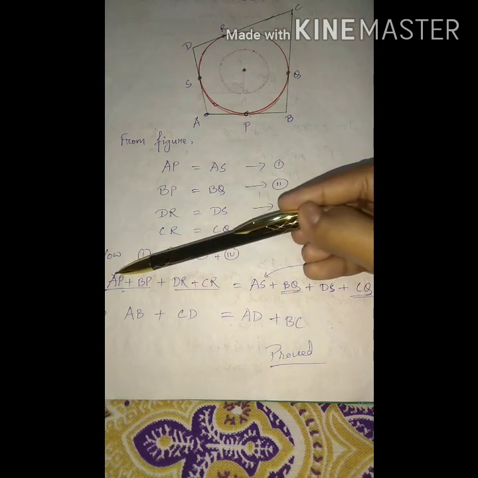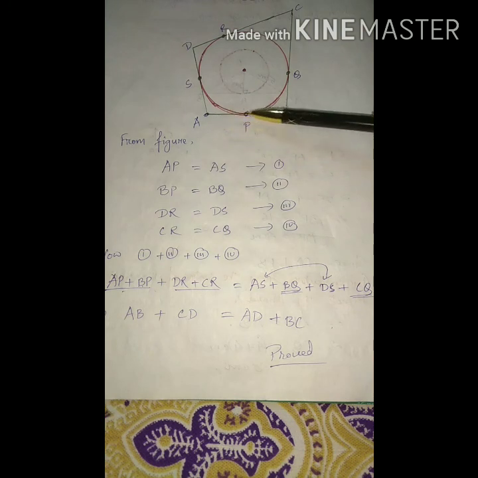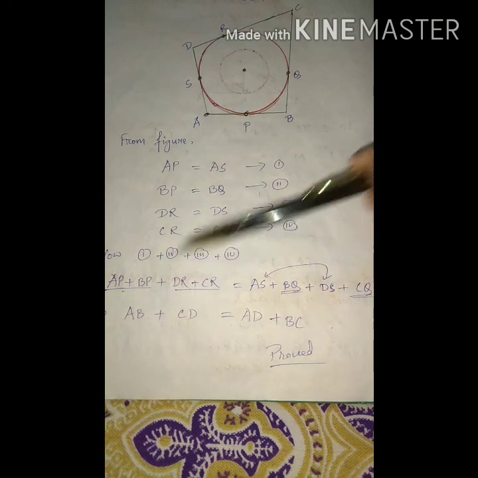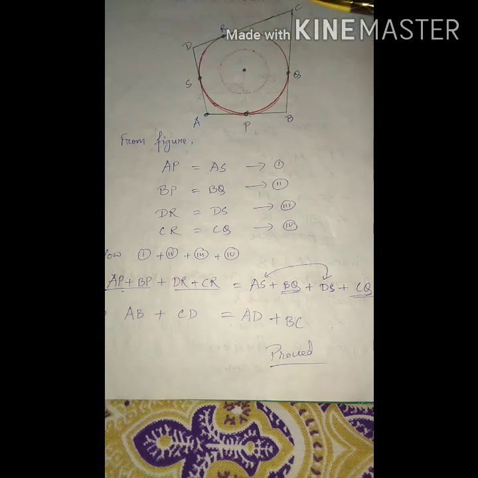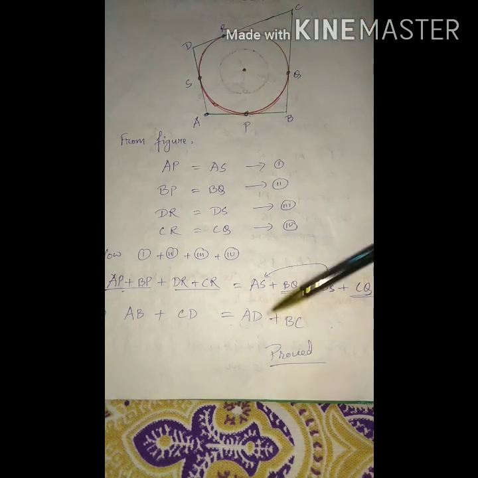Okay, now on the left hand side you see AP plus PB or BP. So AP plus BP, what can we write? We can write AB. Similarly, DR plus CR, we can write CD. On the right hand side, AS plus DS, we can write AD. Similarly, BQ plus CQ, we can write BC. Is it clear? In this way we can prove this result. Very easy and very simple.